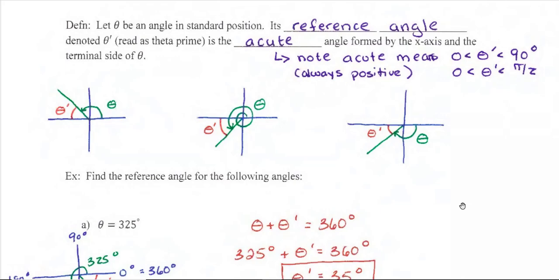Most people say acute means it's less than 90 degrees, but you've got to be careful with that, because negative angles like negative 100 is less than 90, but it's not acute. So an acute angle has to be positive. So we've got to know that it's between 0 and 90, or 0 and pi over 2. So this reference angle is always, always, always going to be a positive angle.